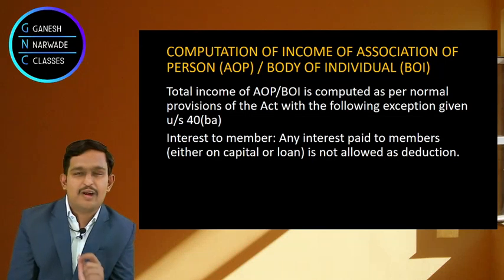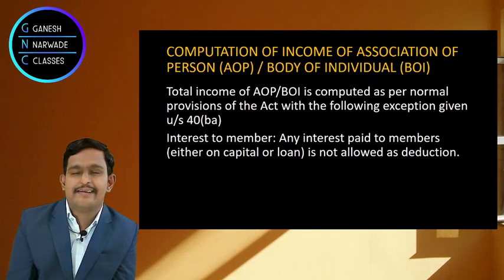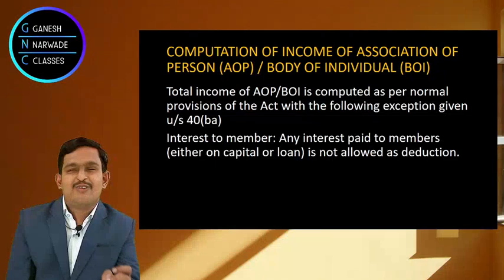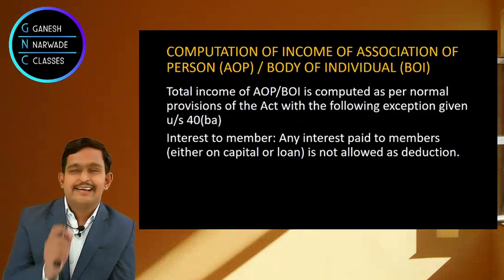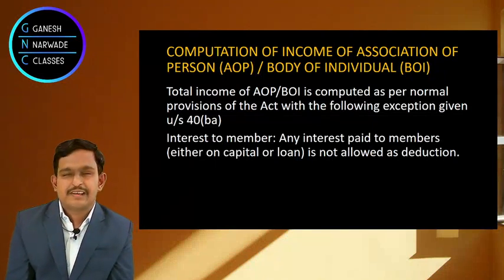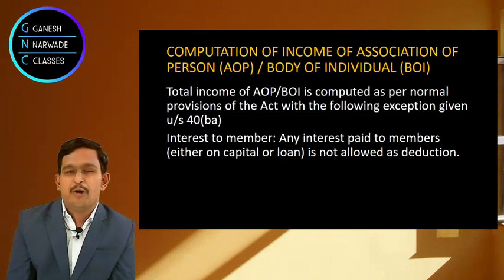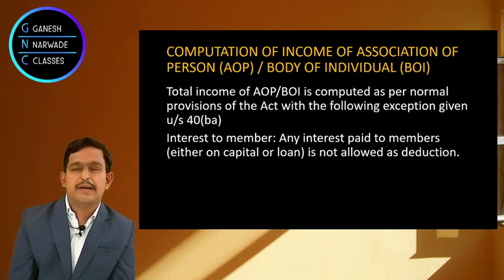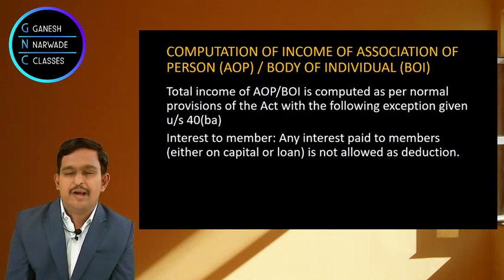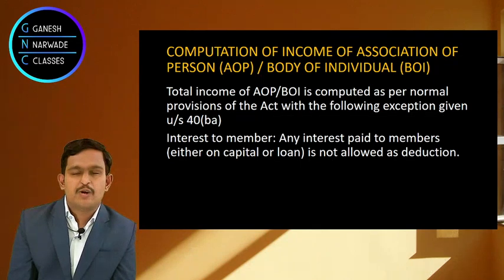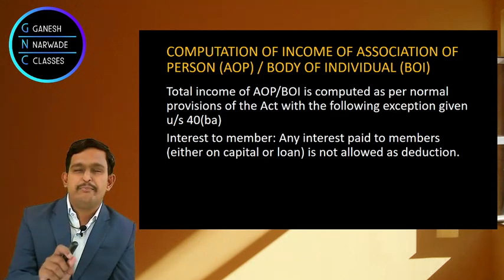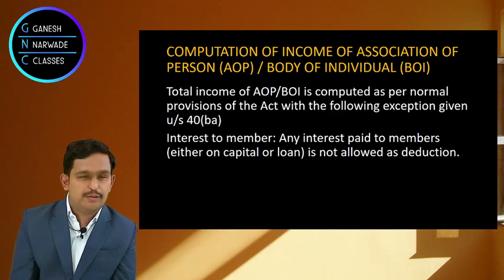There is some section called 40BA. What section is it? Quickly say it with me. 40BA says interest is disallowed. Now which interest? Who pays to whom? I will tell, don't worry. AOP pays interest to the members, maybe on the capital invested by members, or maybe members gave a loan. So on that interest. But if AOP is paying interest to members, it is disallowed.